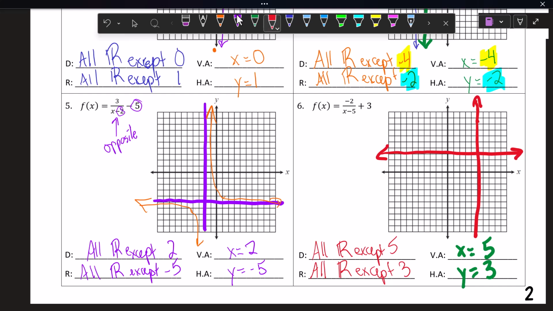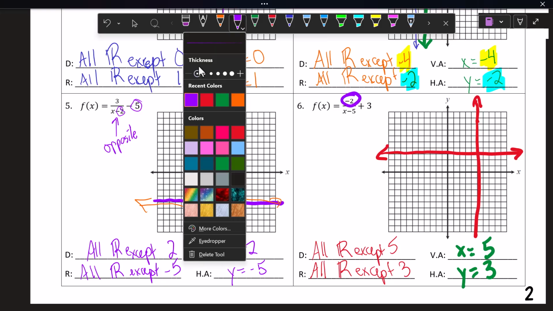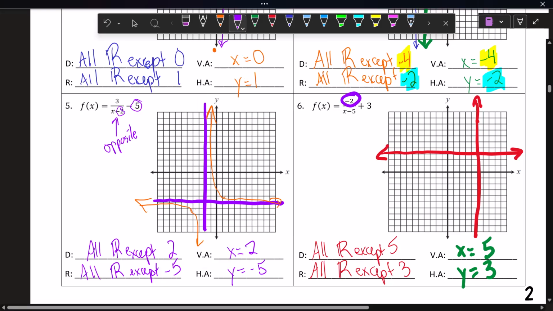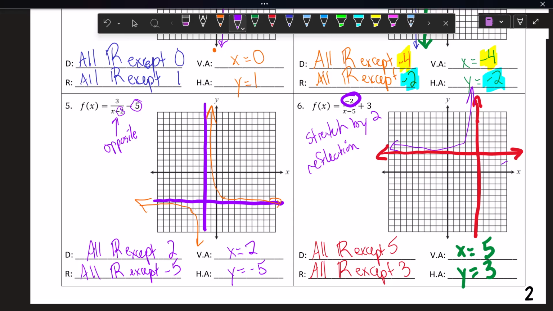So now we just need to draw in our graph. But wait, we have a stretch by 2, which we're not going to really worry about, but we do have a reflection over the x-axis. So instead of upper right, lower left, it's upper left, lower right. And that would be our graph. And that's 3.1, 3.2. There you go.